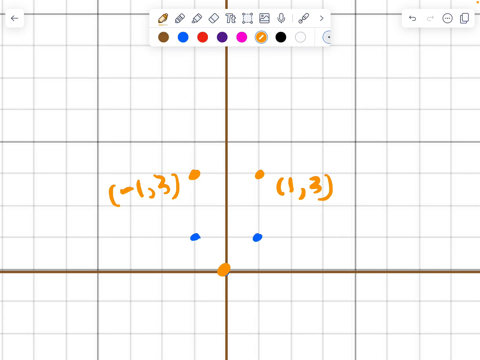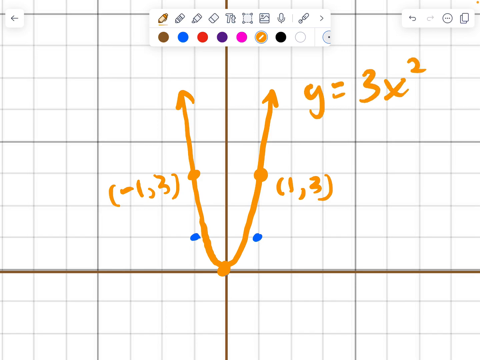And now, just take those 3 points and connect them into something U-shaped, and then just make sure you indicate that you know it keeps going. You don't have to draw it perfectly, but if you have 3 easy points and an overall U pattern, that's a pretty good graph. This is what y equals 3x squared looks like.